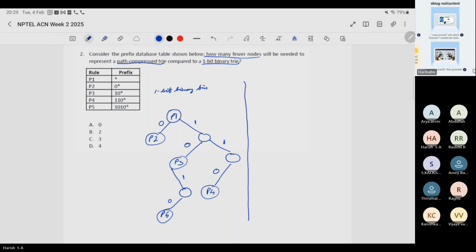So you can merge this part, and you can also merge this part. Agreed? So how will you match? How will you merge it?